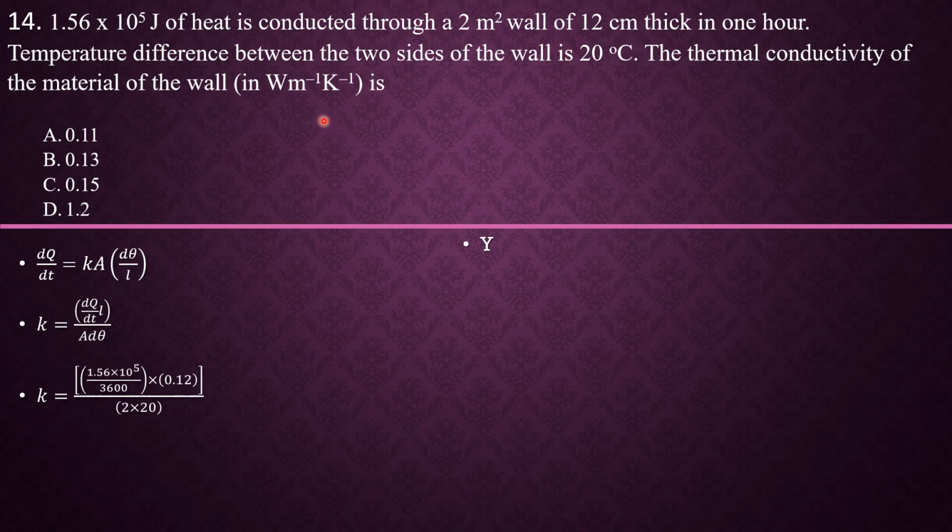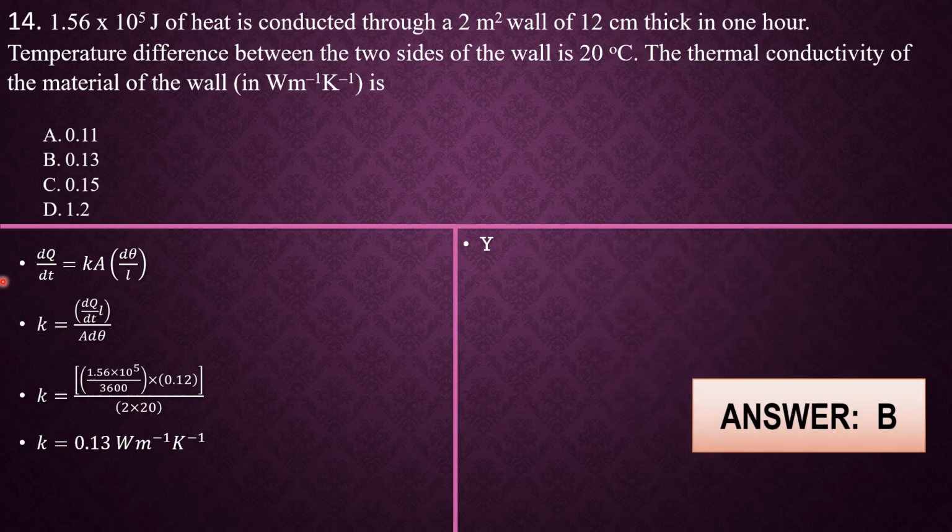And so for k, you make it the subject, and the rate of heat transfer is the heat in 1 hour, so you convert that time to seconds, so you have 3600. The length is 12 centimeters, you convert that to meters. The temperature difference is 20 degrees Celsius, so you have your 20 there, and our cross-sectional area is 2, that's why you have your 2 down there. So our k is basically 0.13, which makes the answer B.